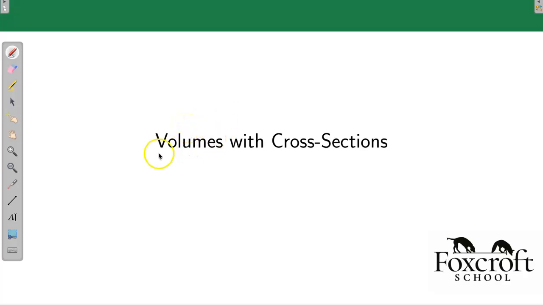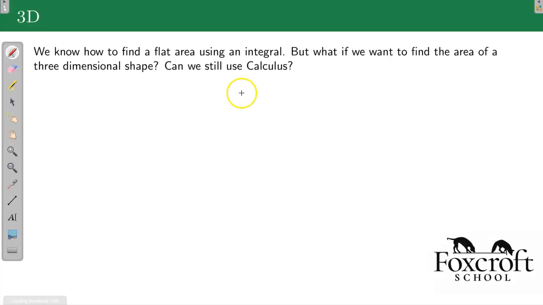In this video, we're going to talk about finding volumes for the first time. So now we're going to be in 3 dimensions instead of 2 dimensions. We know how to find a flat area using an integral. So we do the integral of the top function minus the bottom function. If that's a flat surface, I could even draw an area like that here.